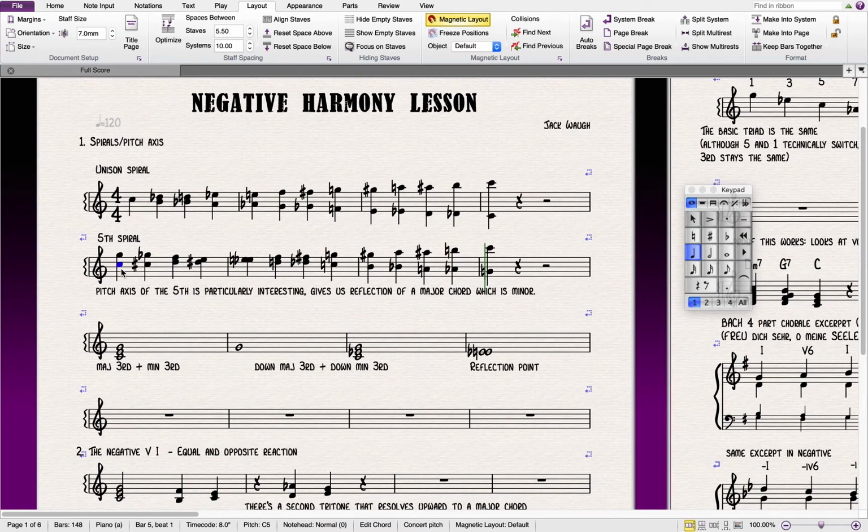Okay, you get the idea. So the bottom voice moves up a half step, top voice down a half step until they pass each other, which is what we call the reflection point. These two right here.